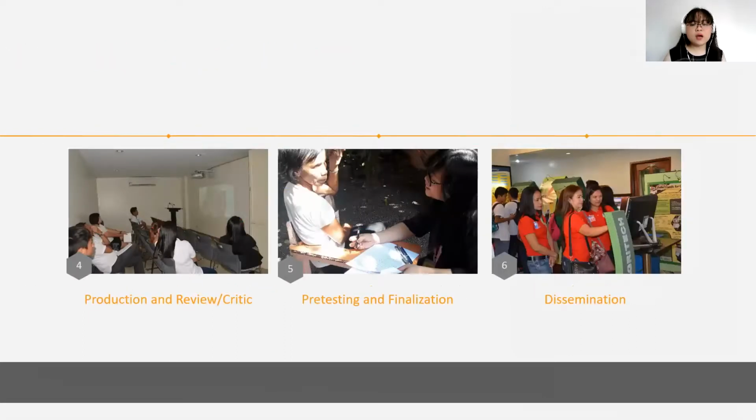So in technology packaging, there are actually a lot of steps, and the longest process is the critiquing and pre-testing of the material, because we really have to align the material with the preferences and needs of the farmers or the target clienteles. Not only their preference, but also the subject matter specialists'. Sometimes it is difficult to coordinate with subject matter specialists because technology packaging is very technical, since we're talking about products of research.